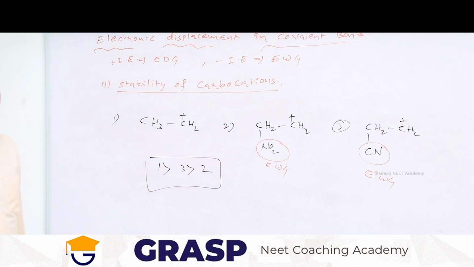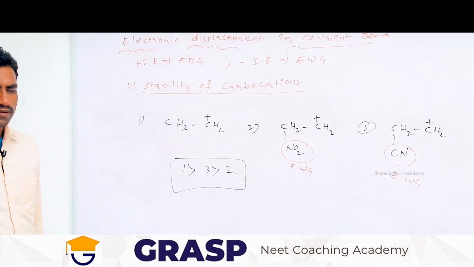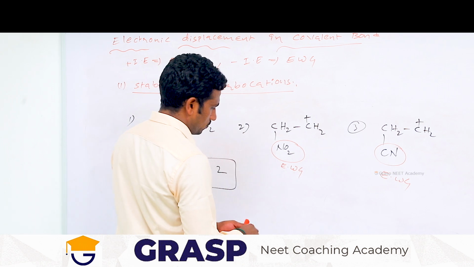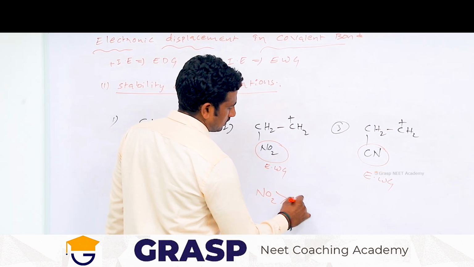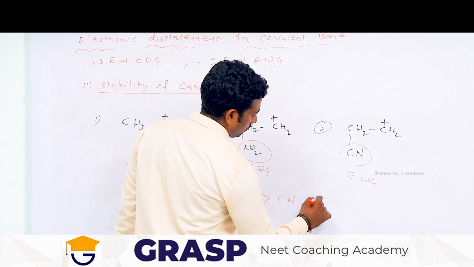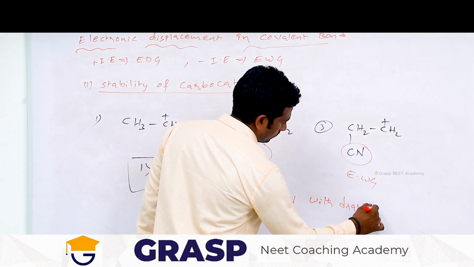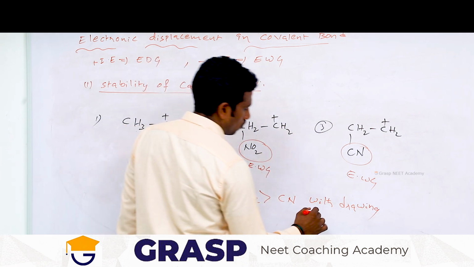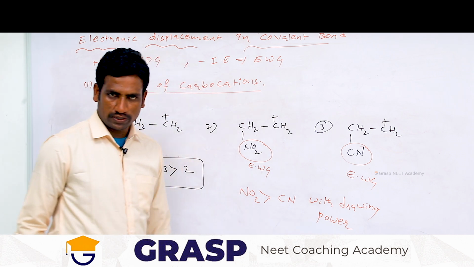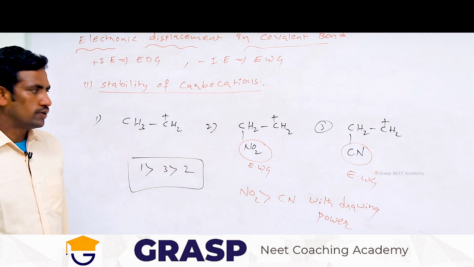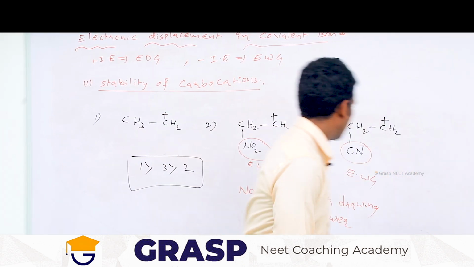Why is the second one the least stable? There is a reason. CN has less withdrawing power. NO2 has more withdrawing power than CN. The withdrawing power is more for NO2. That is the reason it has the least stability. So these are the explanations related to carbocations.